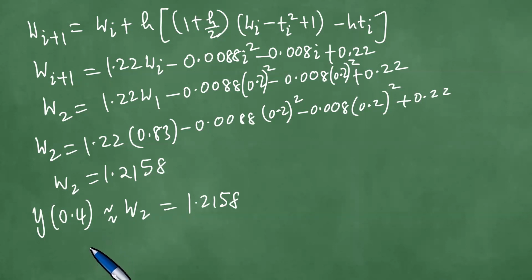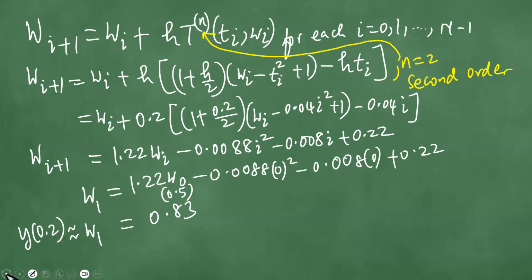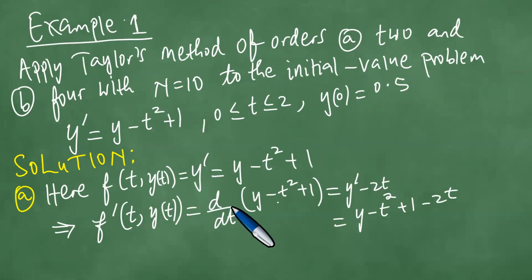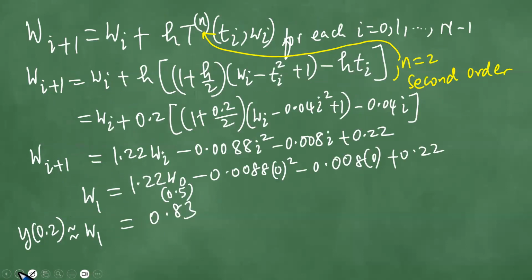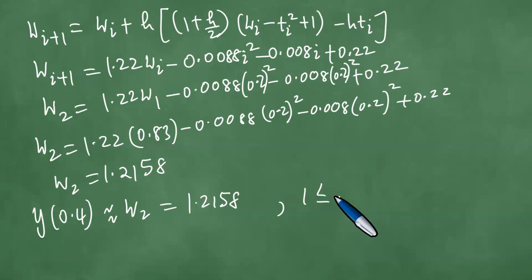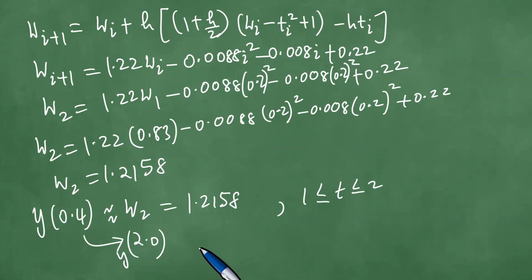But we need to do more, because T in this question lies between 0 and 2. So we must go on until we have y of 2.0. That is what we must estimate. It's going to take us a while, but that is the method.